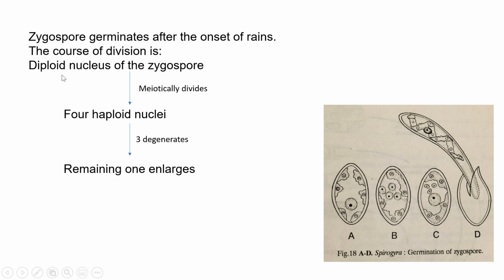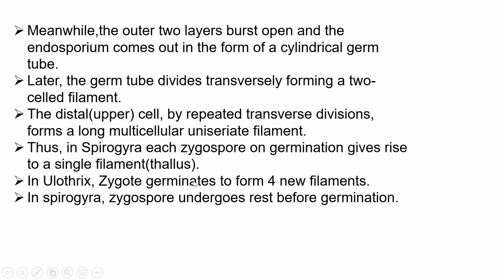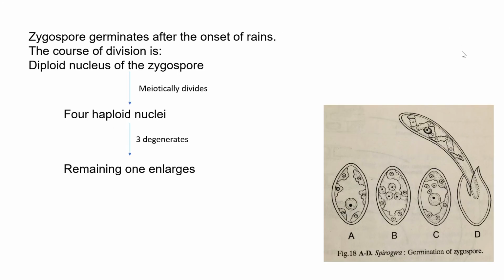We have read how the conjugation takes place. The male and female nuclei fuse to form the diploid zygospore. Then it divides meiotically and four haploid nuclei are formed. From these four haploid nuclei, three degenerate and the remaining one enlarges. Meanwhile, the other two layers burst open and the endosporium comes out in the form of a cylindrical germ tube.